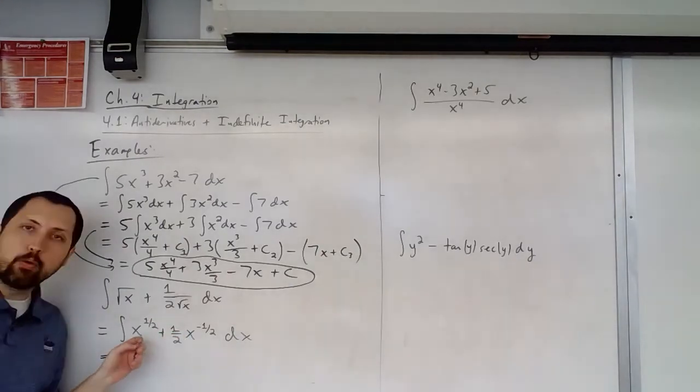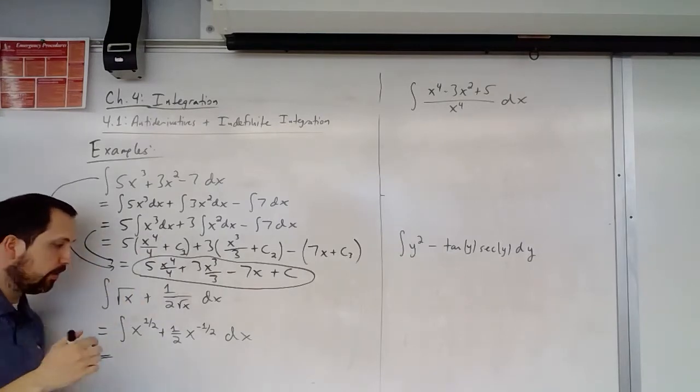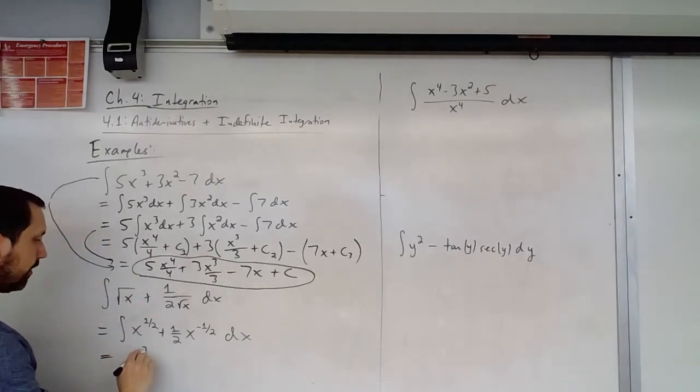Now if we think about the rule that I said, we have to add 1 to the power of x, then divide by that new power. So this would be x to the 3/2.